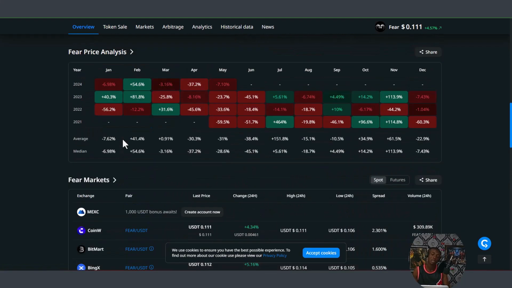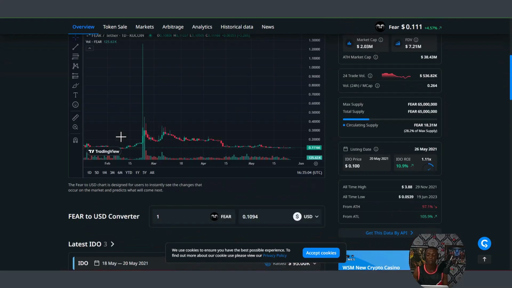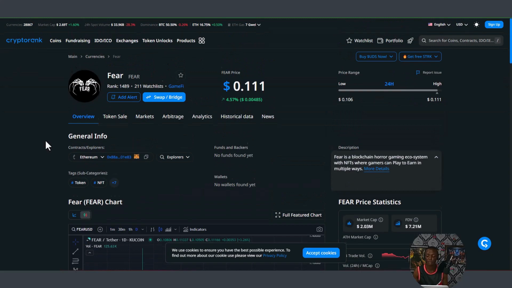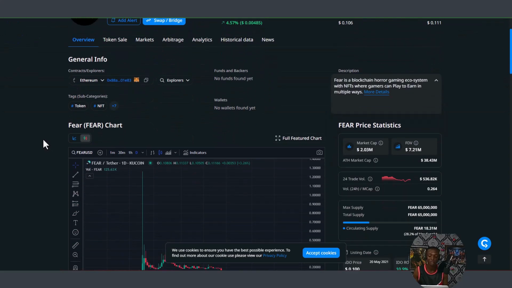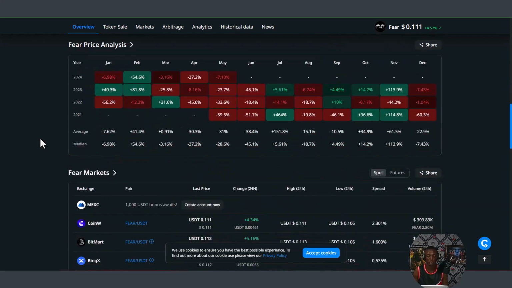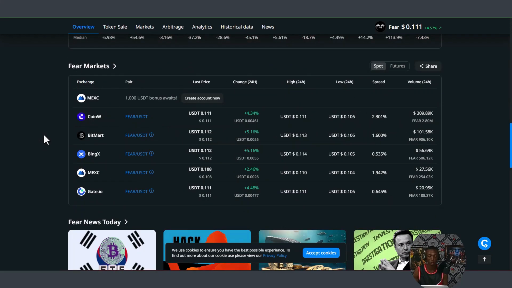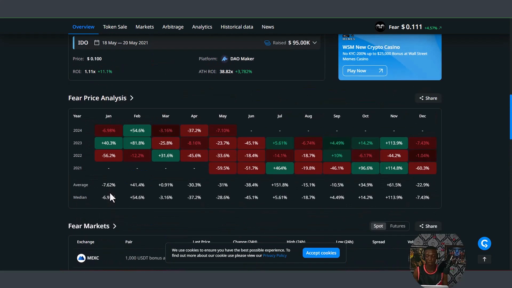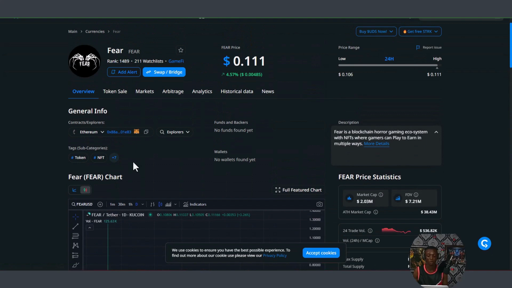Okay, and as we all know, gaming tokens have recently been pumping. AI tokens, gaming tokens have been pumping recently, and this one will not be an exemption. Okay, so this Fear token has been listed on MEXC, CoinW, Bitmart, BingX, and Gate.io. Okay, so that's it for this Fear coin.